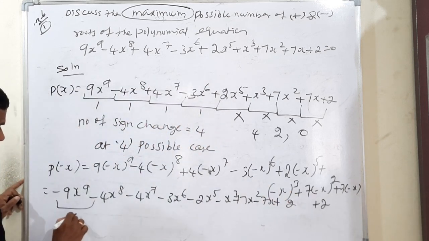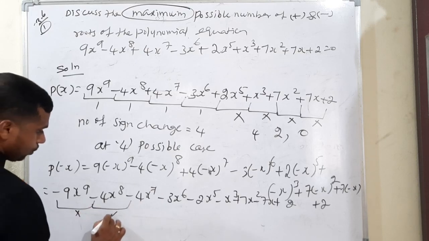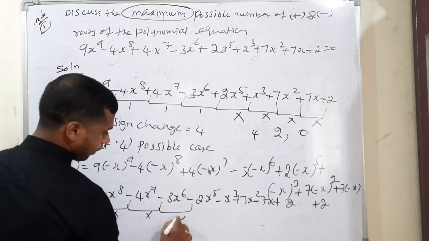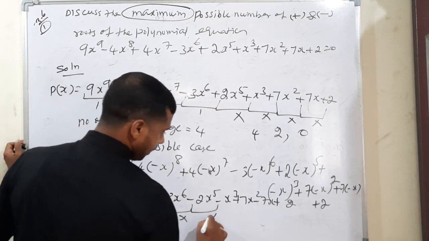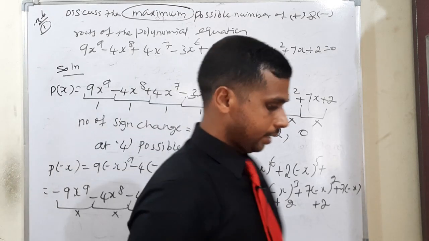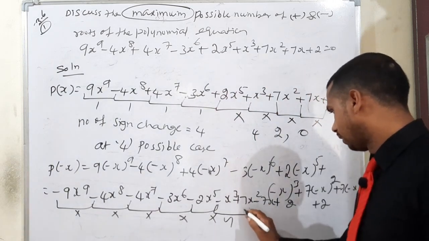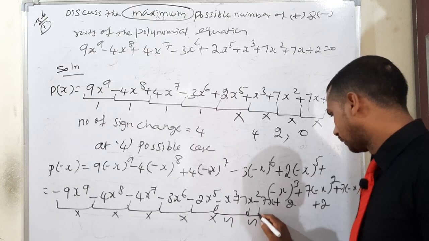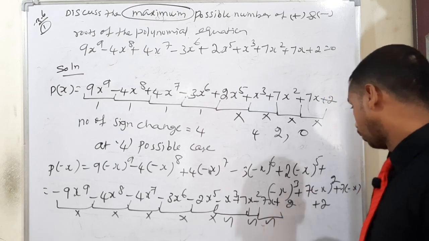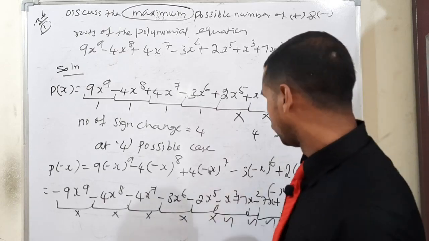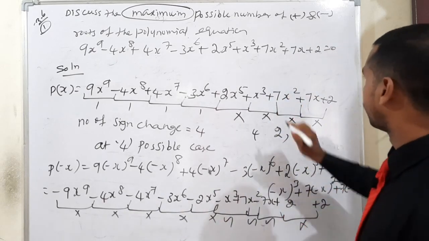So minus to minus, no sign change; minus to minus, no sign change; minus to minus, no sign change; minus to minus, no sign change; again minus to minus, no sign change. Now minus to positive, 1 sign change; again positive to negative, 1 sign change; negative to positive, 1 sign change; positive to positive, no sign change. In negative real roots, the number of sign changes is 1, 2 and 3.